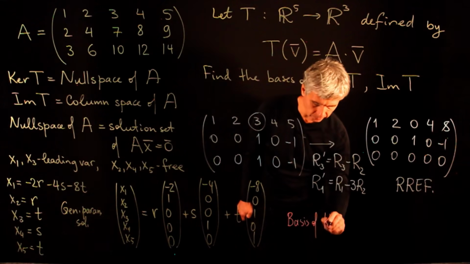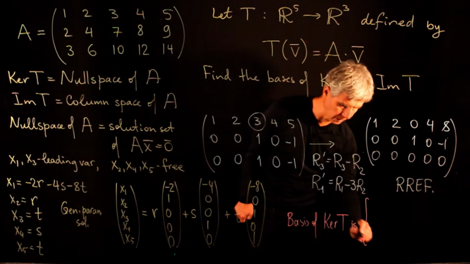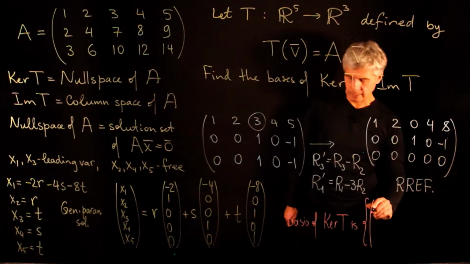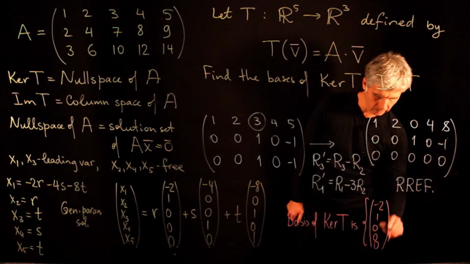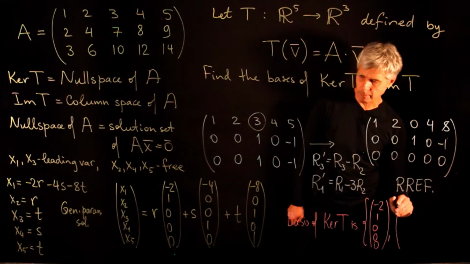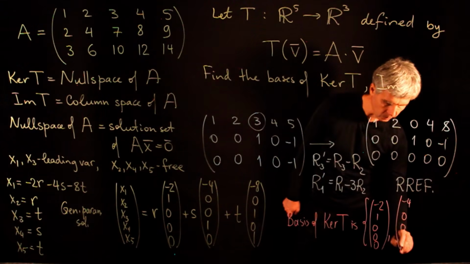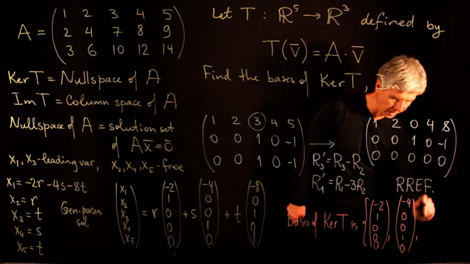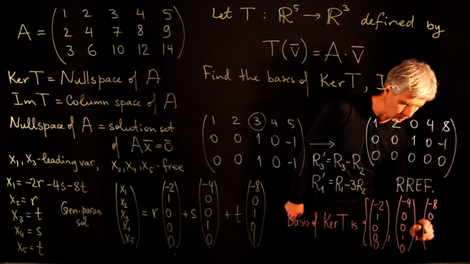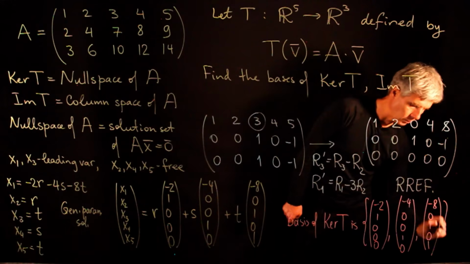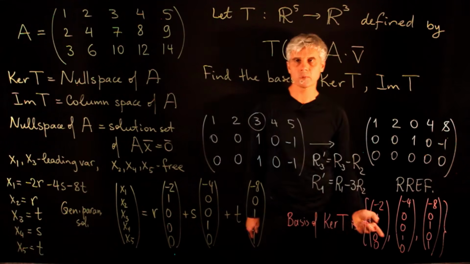So we write down that the basis of the kernel of T is the following. So we have three vectors. So we have minus 2, 1, 0, 0, 0. The second vector is minus 4, 0, 0, 1, 0. And the third vector is minus 8, 0, 1, 0, 1. So these three vectors form a basis of the kernel of this transformation.